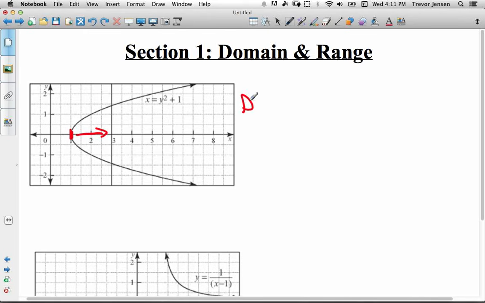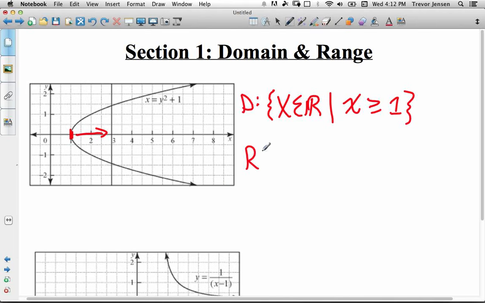So this is how we write it. The domain, I can do a better bracket than that. So we need to do a curvy bracket. The domain, we say x could be any real number given that x is greater than or equal to 1, because the relation only exists at 1 or to the right. It could be any number that's greater than or equal to 1.